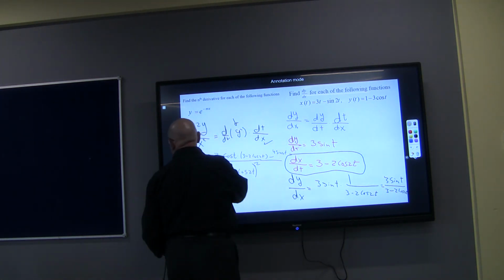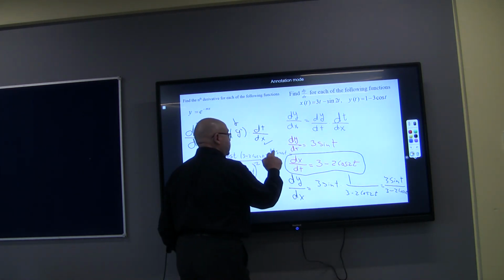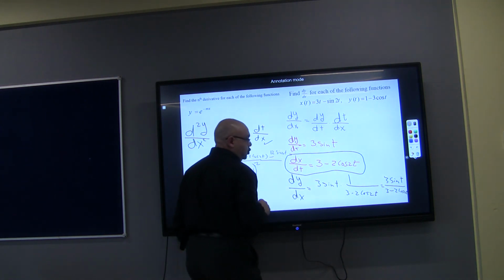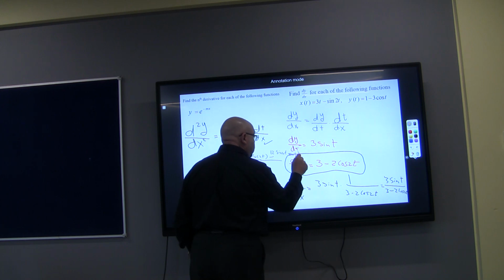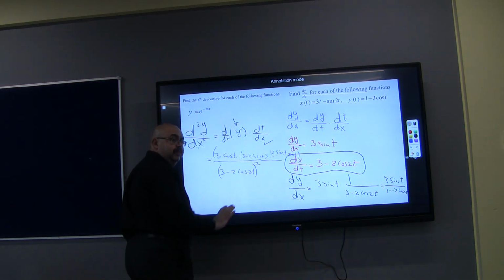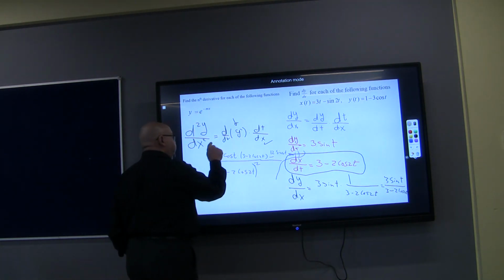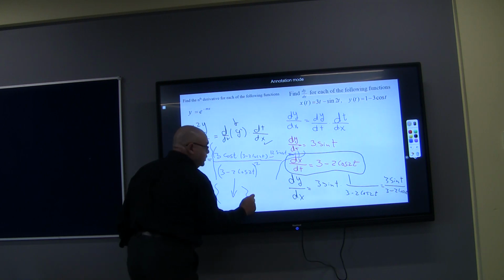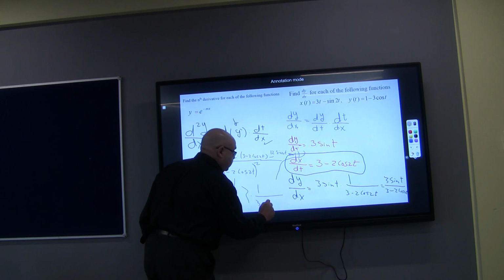So let's save some space here. It's going to be 12 sine 2t times sine t. All of this, everything you see in front of you, will be multiplied by what? So all of this bracket will equal this bracket times dt by dx, 1 divided by 3 minus 2 cosine 2t.